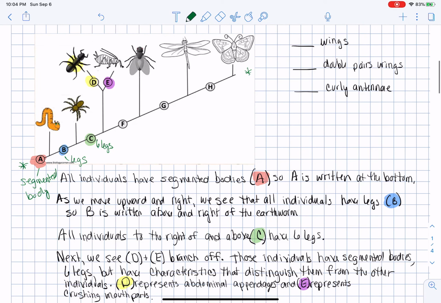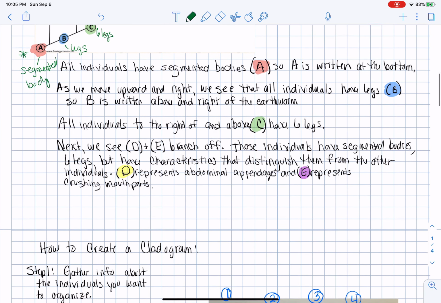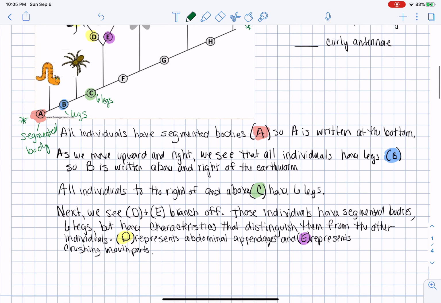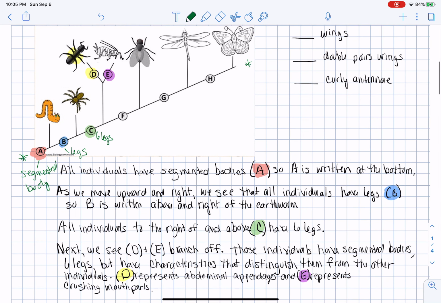I'll stop for a moment and let you think about which of those characteristics might go with which letter. You're looking for wings, and they all have wings. You're looking for double wings, only the last 2 have double wings, and the curly antennae are clearly on the insect at the far right. So here's a good example of a cladogram, and next we're going to look at how to make that cladogram.